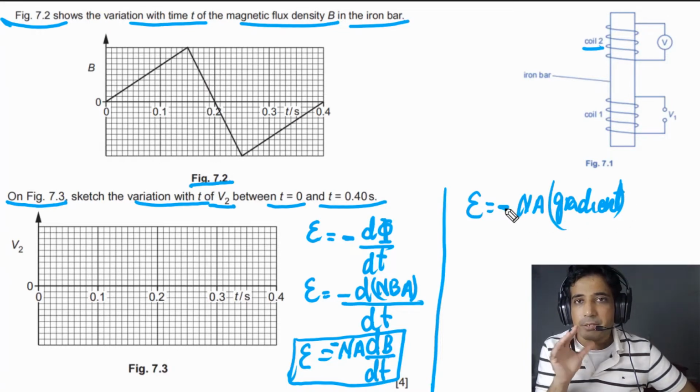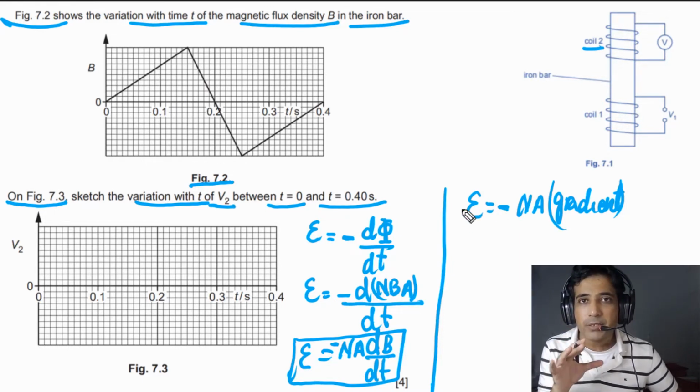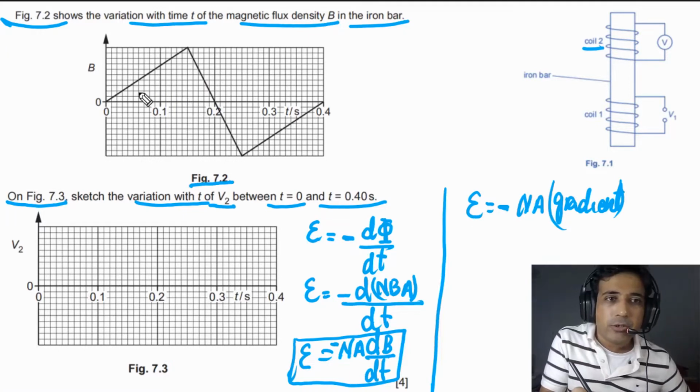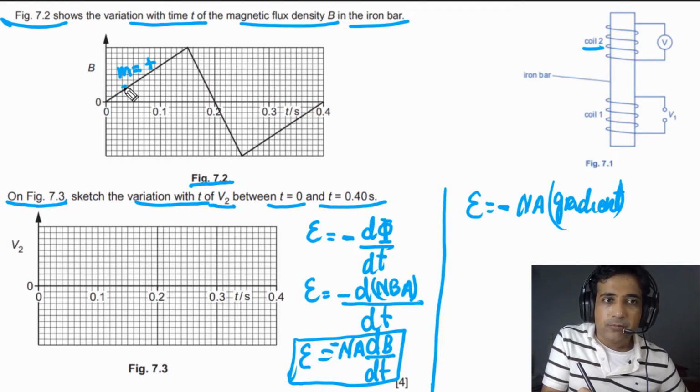This is very important. This negative sign is telling us when gradient is positive, EMF is negative. And when gradient is negative, EMF is positive. So this is very important point we need to understand. Now simply we need to look at gradient of this. As you can see, this gradient is positive. I will be writing m here. m is positive. Gradient is positive. So the EMF has to be negative. In this part, we can say this is part 1.